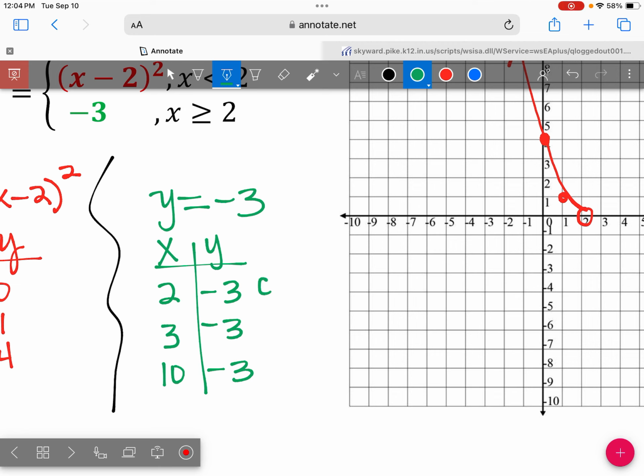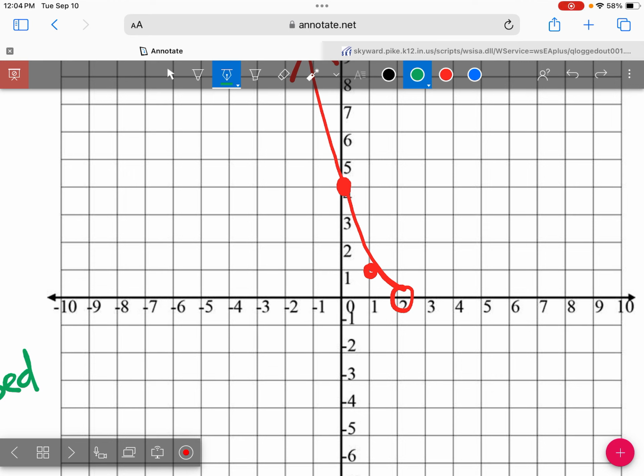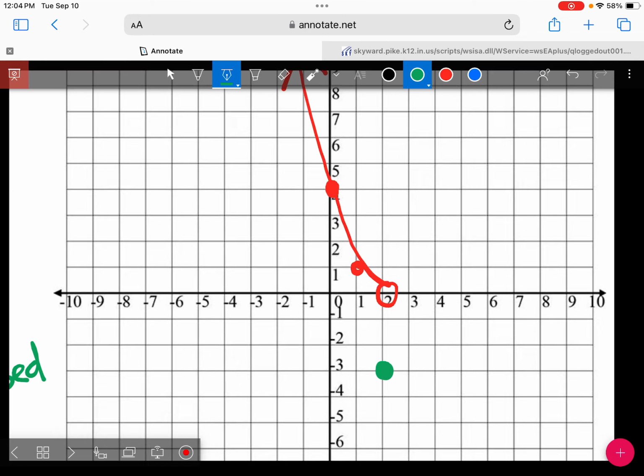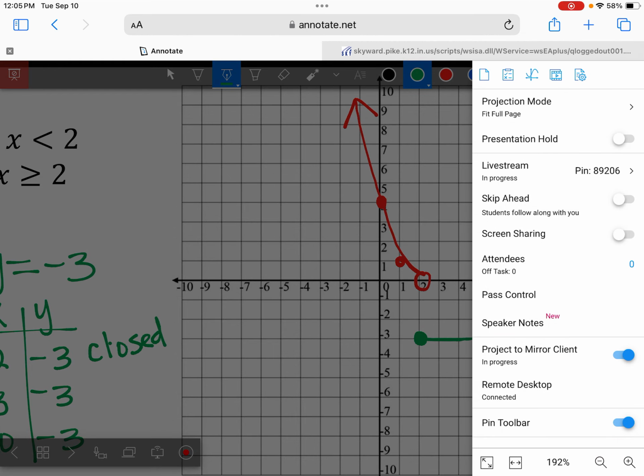Now this first point starts closed because of the inequality. So I'm going to draw this out. I'm going to put a closed point at 2, -3. And you don't have to necessarily plot points. It's just a horizontal line going to the right. And that would be your graph. This is what we would call one of the more basic piecewise functions because there's only 2 pieces.